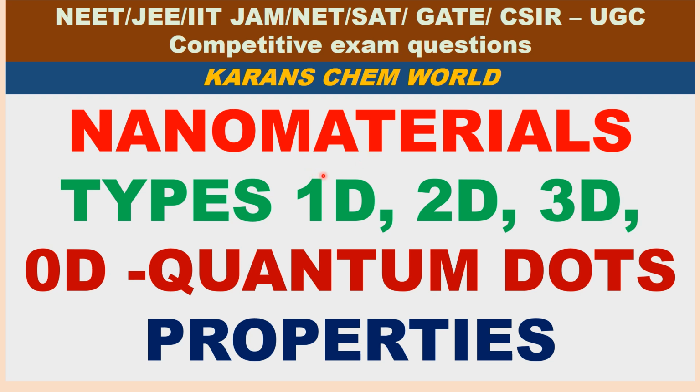In this video, let us see what are called nanomaterials, what are the different types of nanomaterial: one-dimensional, two-dimensional, three-dimensional, zero-dimensional, which are called quantum dots, and optical properties.